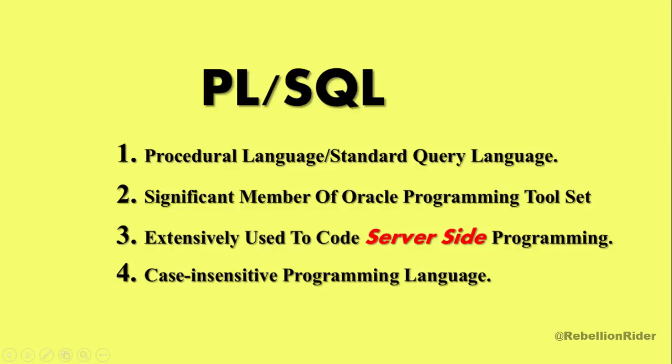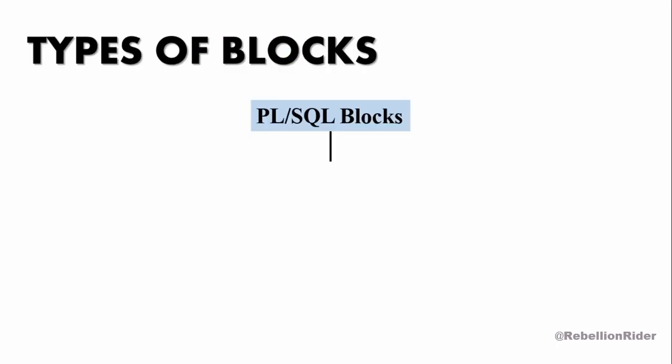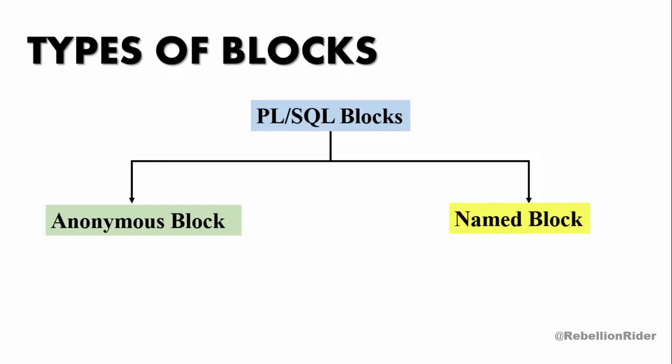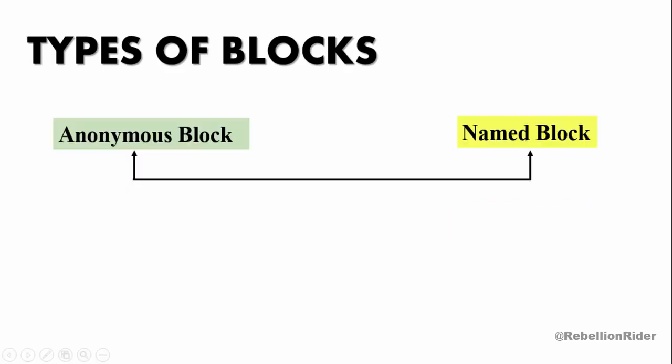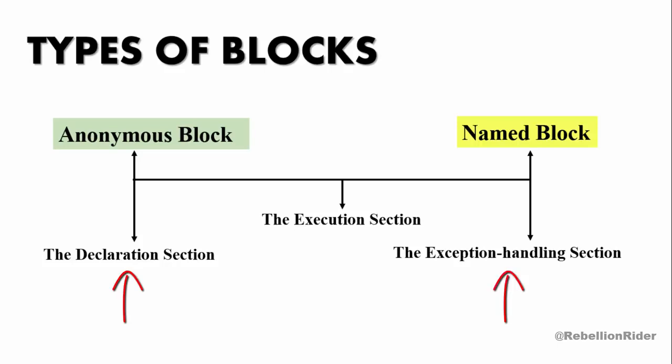Generally, a program written in PL/SQL language is divided into blocks. We can say blocks are basic programming units in PL/SQL programming language. There are two types of blocks in PL/SQL, anonymous block and named block. Both types of PL/SQL blocks are further divided into three different sections, which are the declaration section, the execution section, and the exception handling section. The execution section is the only mandatory section of blocks, whereas declaration and exception handling sections are optional.